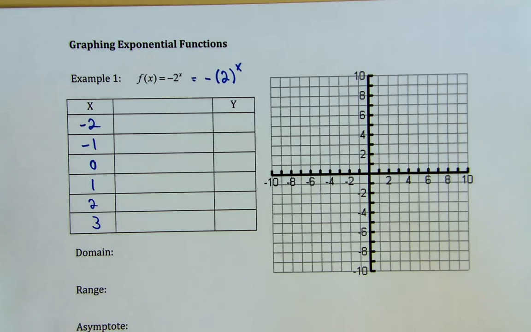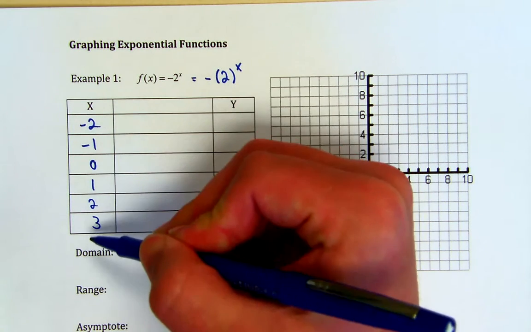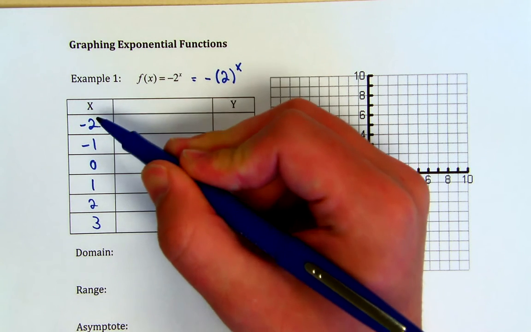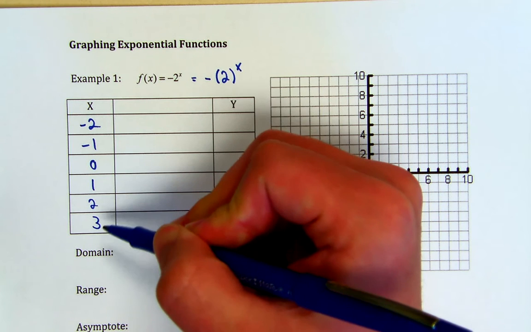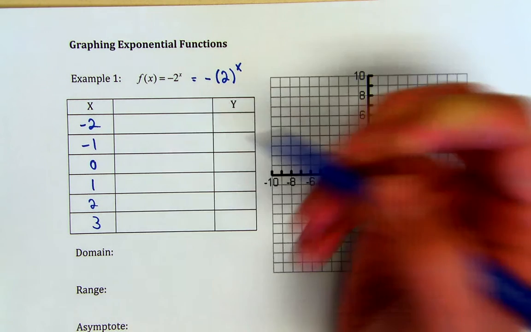Now why did I choose those values? With exponential functions, you want to get just a range of things to put in there. So your basic negative 2 to 2 would work. I'm going to put in 3 just to get a little bit more of the curve here.